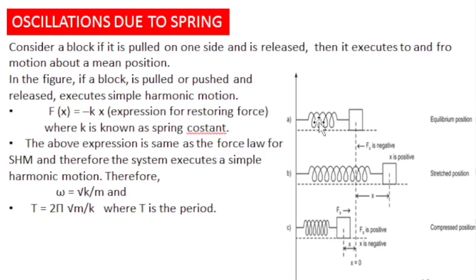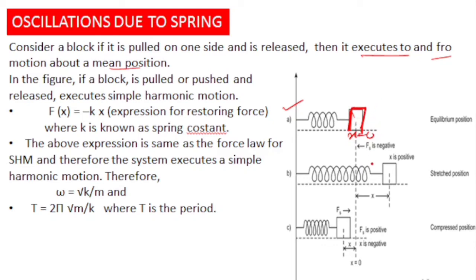Now suppose we consider a spring, this one, and a block of some mass is attached to this spring. Consider the block pulled to one side and then released. Then it executes to and fro motion about a mean position. In this diagram, this is the equilibrium position of the block, x equal to 0, the equilibrium or mean position.